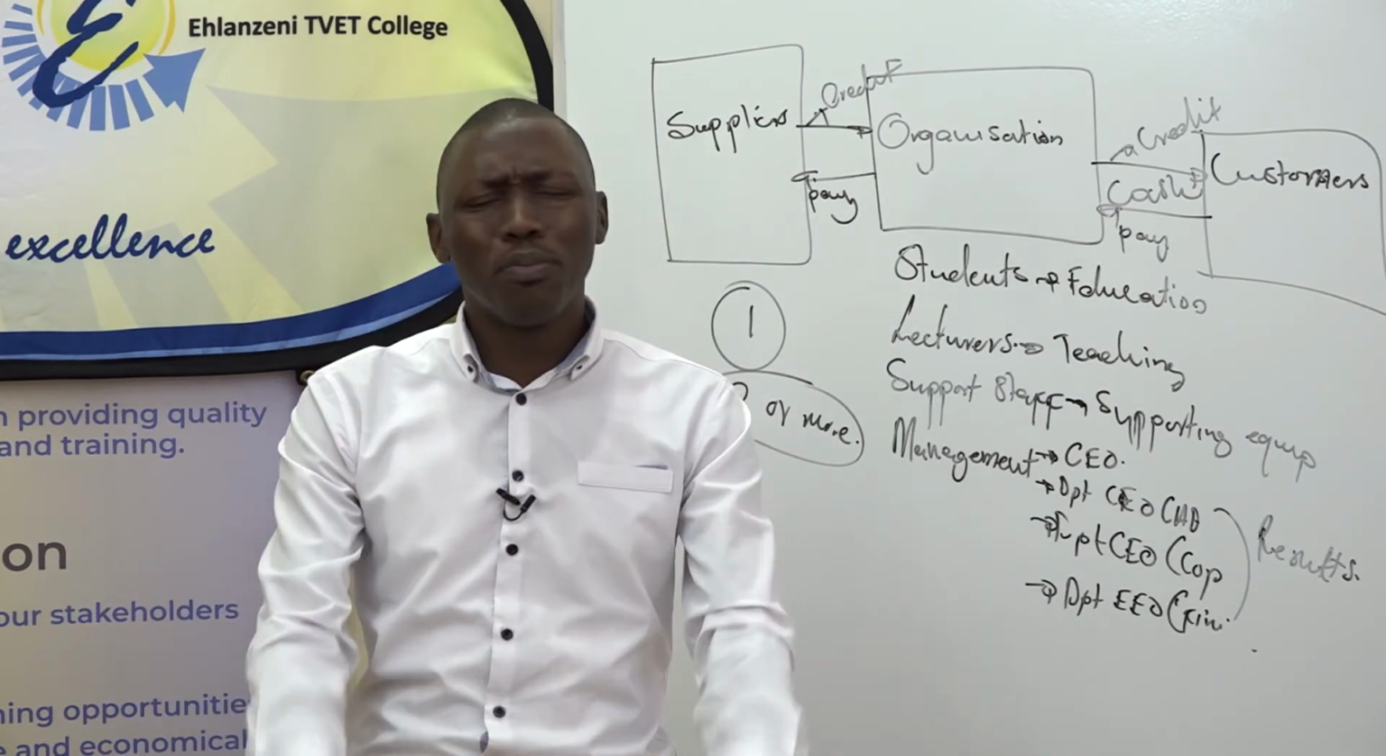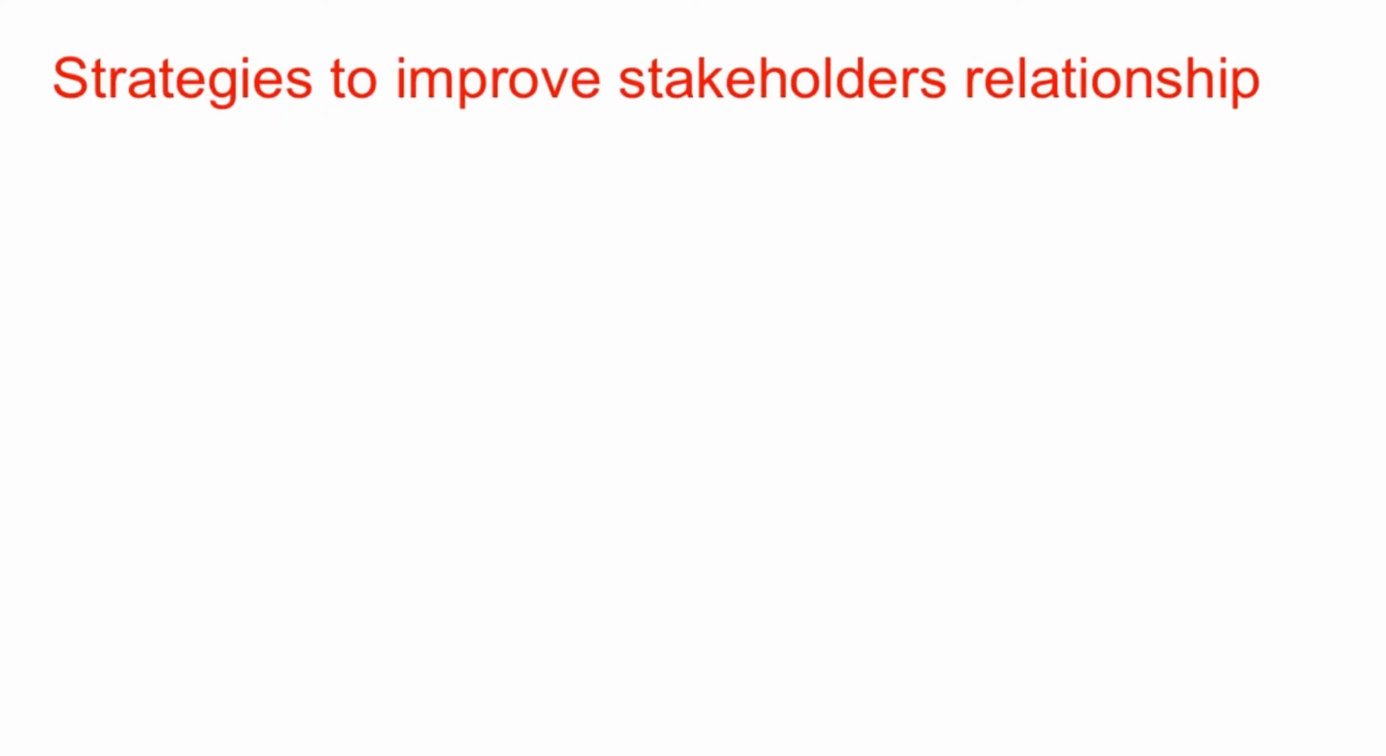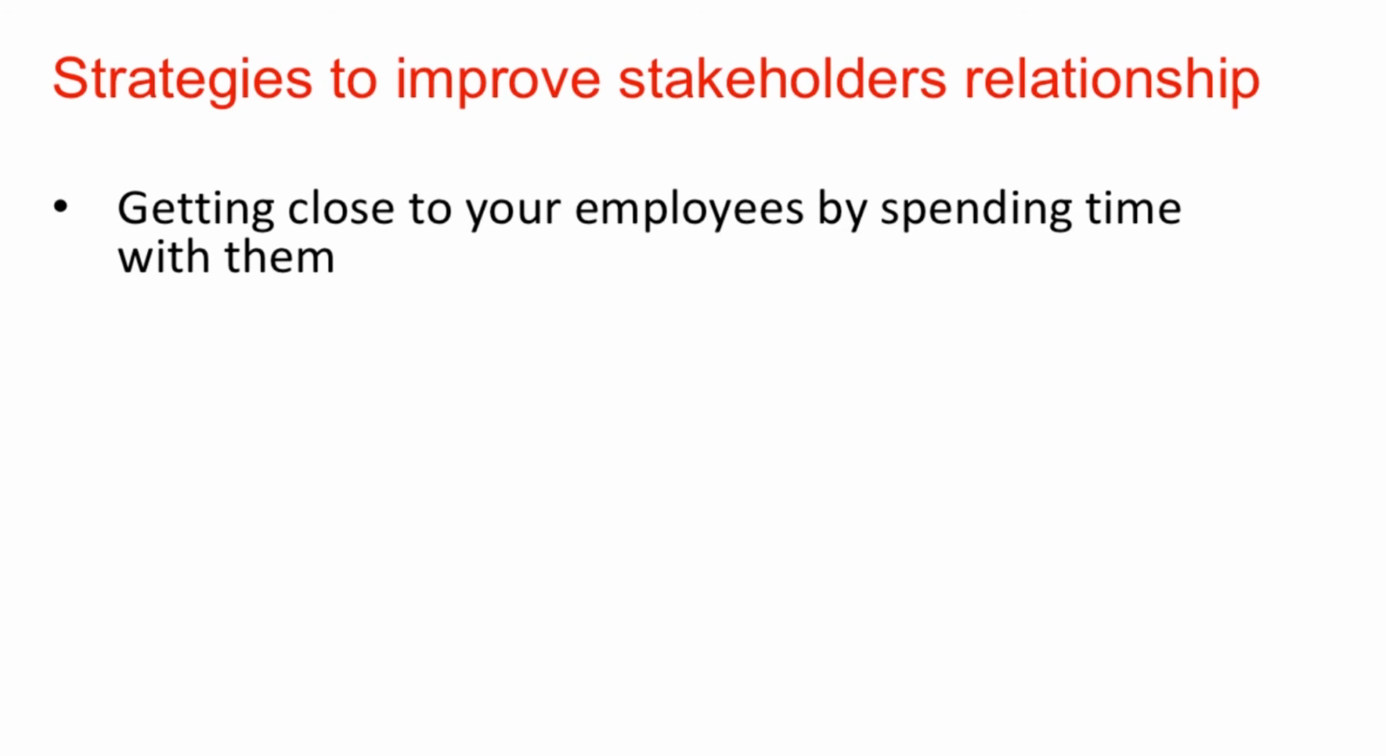Now, how do we improve this stakeholders' relationship? Because we need the relationship within an organization. The first way that we can use to improve stakeholders' relationship as an employer of the organization, the employer must get close to employees in which way? By spending time with them. How do you spend time with them? By organizing wellness, then it's where now you can spend time with your employees.